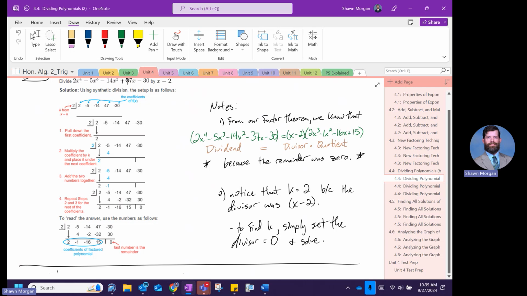What do you mean by putting it on the outside? You know how a long division has a number that's on the outside of the division bracket? That is sort of like that. This number is on the outside.